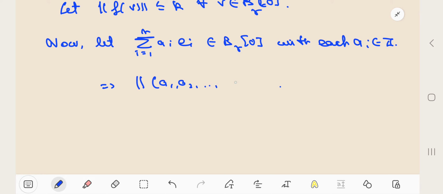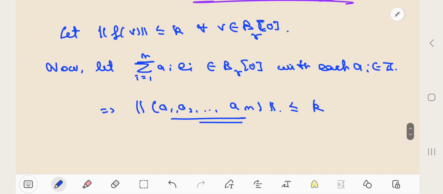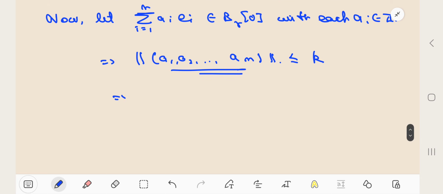Now see, this is the image of the summation a_i e_i under f. So this is an element from B(0, R), so this must be less than or equal to K. It comes out from here. But if the distance of the whole vector from the origin is less than or equal to K, that means the distance of each individual component, sorry, each individual integer component of this vector, must also be less than or equal to K for all i.